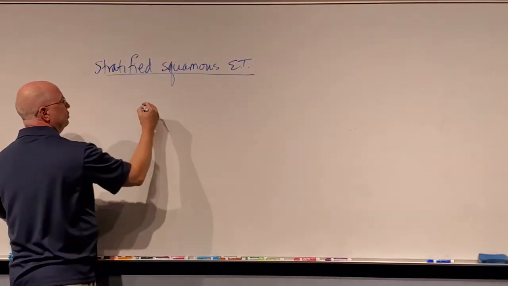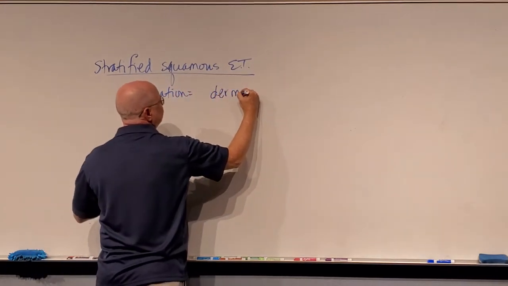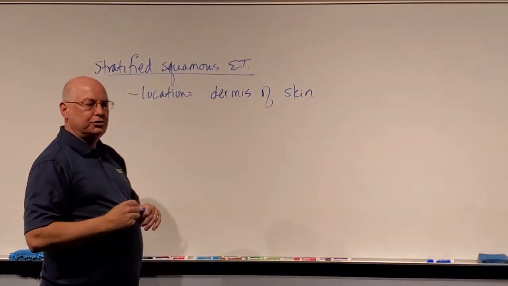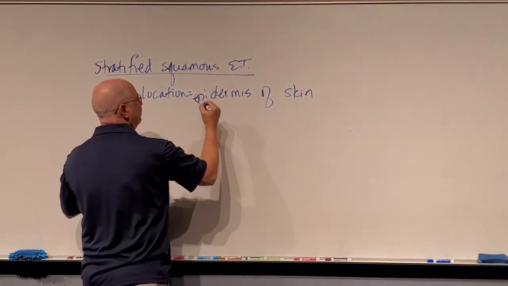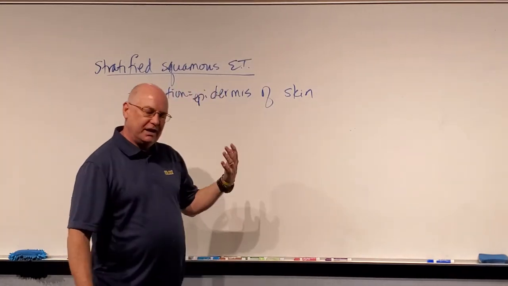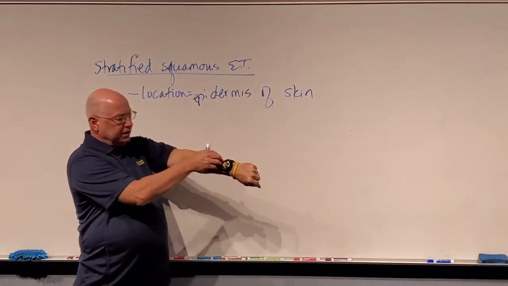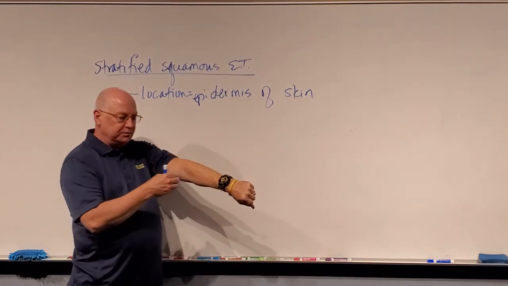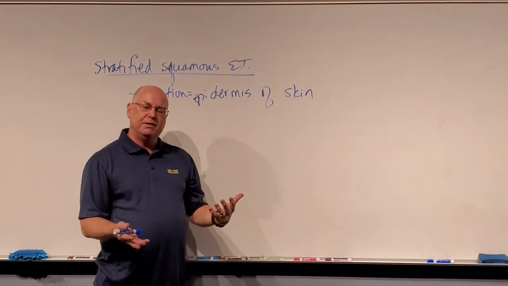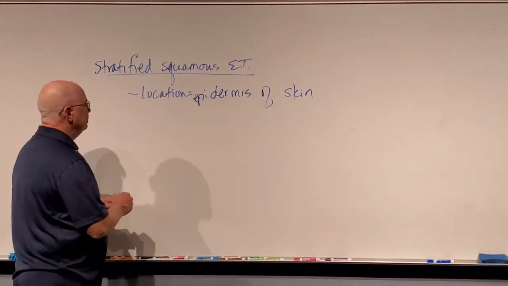The two things you need to know. Where is its location? It is found in the dermis of the skin. Sorry, it's found in the epidermis of the skin, my bad. The uppermost layer is stratified squamous. The dermis, we've said in lab, is the connective tissue. But the epidermis is thick with lots of layers, so that if I scratch my skin, if something scrapes me, it doesn't get down into the blood vessels down below and open me up and make me susceptible to infections and things. So we find it in the epidermis of the skin.